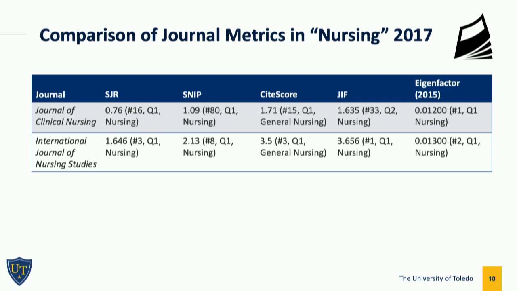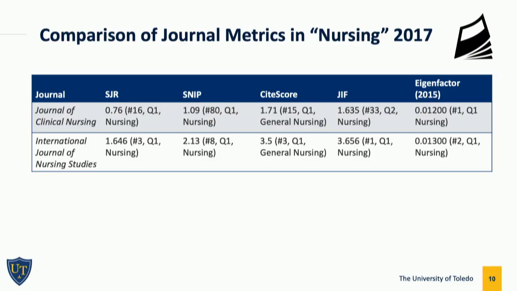So the comment from the crowd is different data sources. The one that's ranked number 80 over here, SNIP, is using Elsevier's Scopus product, as opposed to Journal Impact Factor and Eigenfactor, which are using Clarivate's Web of Science data source. That data source is smaller, so the rankings would be adjusted upwards accordingly.